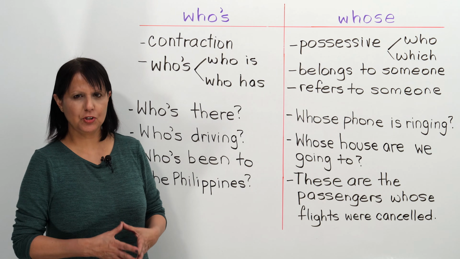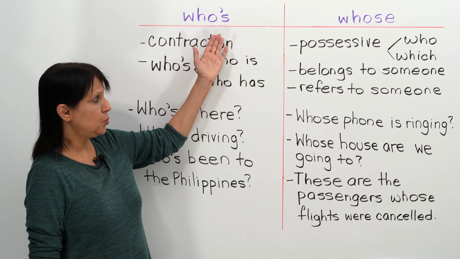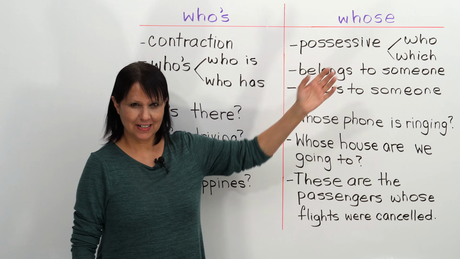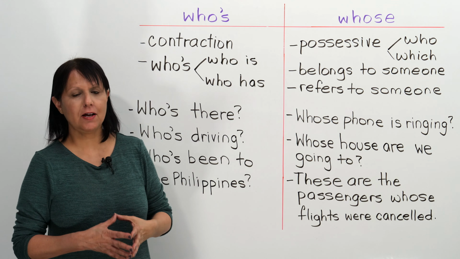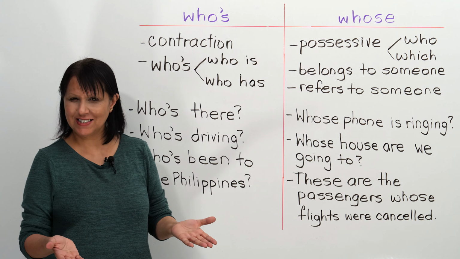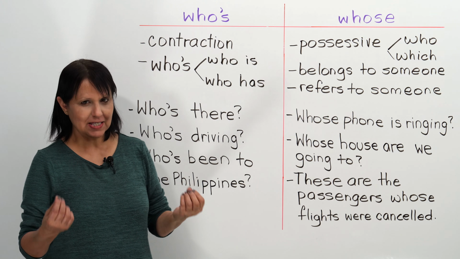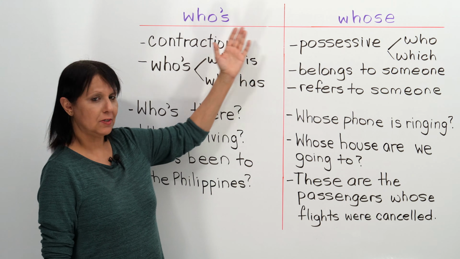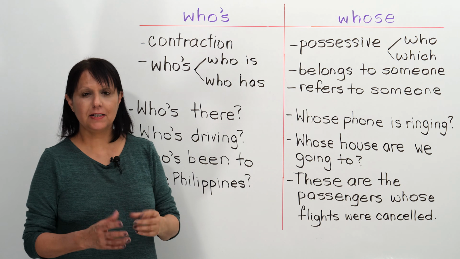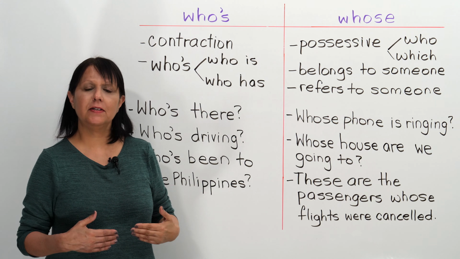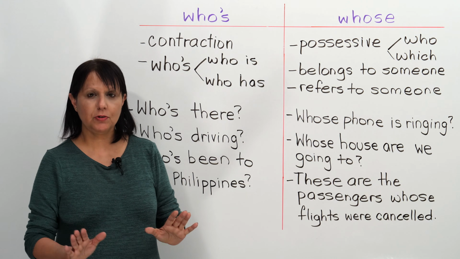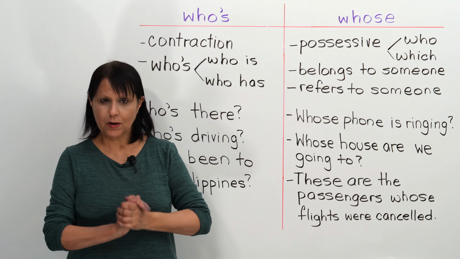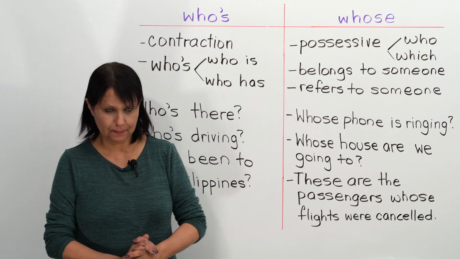Now let's look at our 2 homonyms, who's and whose. So again, homonyms are words that, what? They sound the same, right? Who's, whose, but the spelling is different and the meaning is different. So let's understand exactly what they are and how we use them.